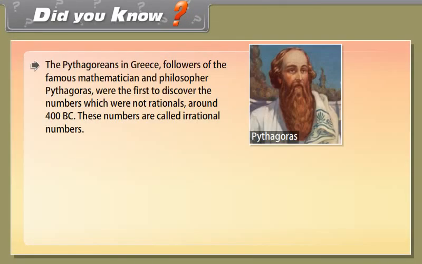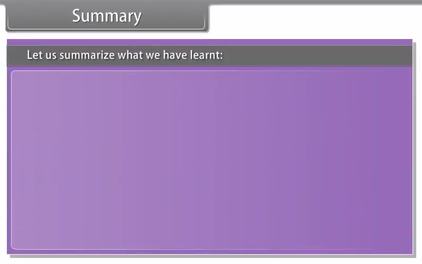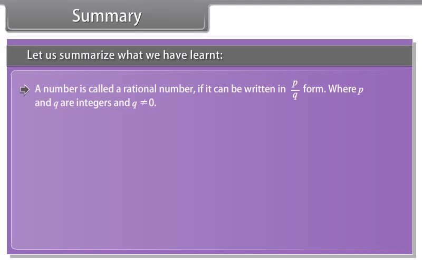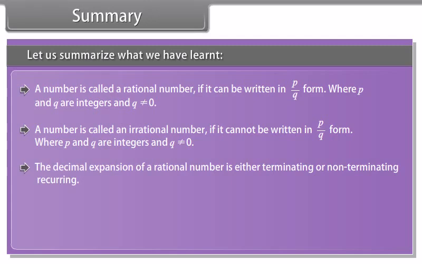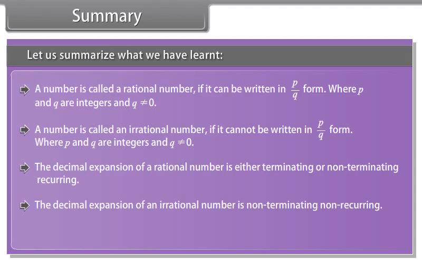Did you know? The Pythagoreans in Greece, followers of the famous mathematician and philosopher Pythagoras, were the first to discover the numbers which were not rationals around 400 BC. These numbers are called irrational numbers. The Greek genius Archimedes was the first to compute digits in the decimal expansion of pi. He showed 3.140845 is smaller than pi is smaller than 3.142857. Aryabhatta, 476 to 550 AD, the great Indian mathematician and astronomer, found the value of pi correct to 4 decimal places, 3.1416. Using high-speed computers and advanced algorithms, pi has been computed to over 1.24 trillion decimal places.